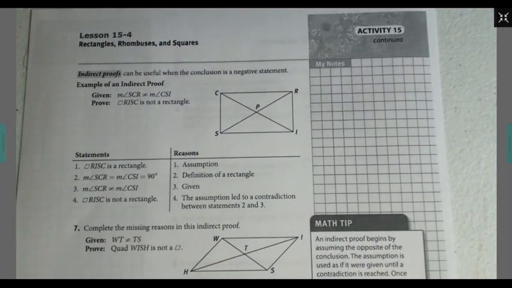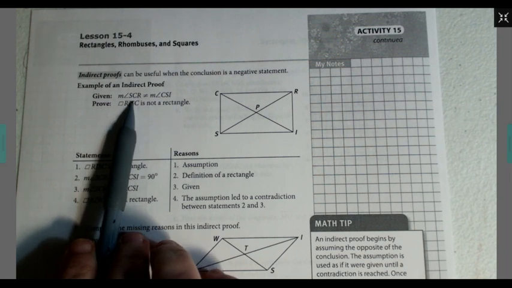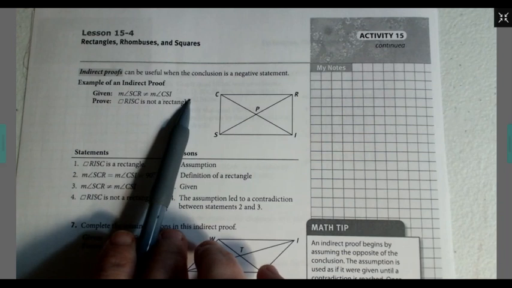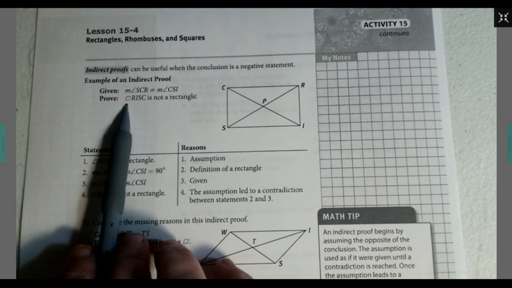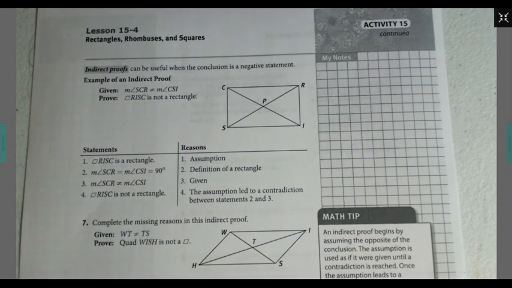All right, to start off question set 5, we're going to start by looking at indirect proofs. Indirect proofs can be useful when the conclusion is a negative statement. Example of an indirect proof. Given the measure of angle SCR does not equal the measure of angle CSI. So we're trying to prove that parallelogram RISC is not a rectangle.